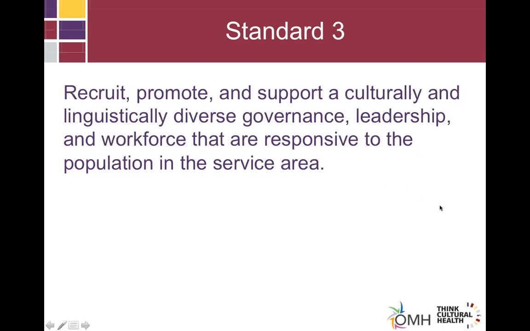Standard 3 reads, to recruit, promote, and support a culturally and linguistically diverse governance, leadership, and workforce that is responsive to the population in the service area. And the purpose of this standard is to create an environment in which culturally diverse individuals feel welcomed and valued, to promote trust and engagement with the communities and populations served, to infuse multicultural perspectives into the planning, design, and implementation of CLAS, to ensure diverse viewpoints are represented in governance decisions, and to increase knowledge and experience related to culture and language among the staff.